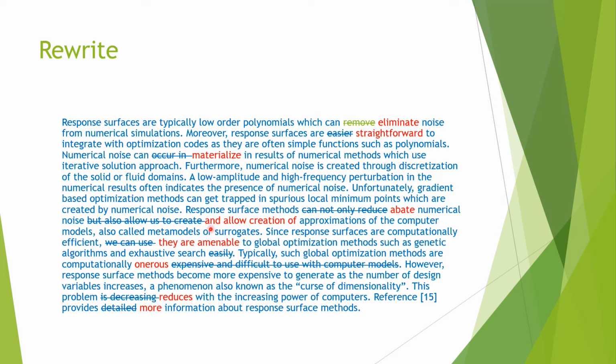And again, I don't like this use of too many words here. So I again replace this by "and allow creation of approximations." I see here the use of the words "we can use easily." I try to make it more formal. I say that response surface methods are amenable, which means they are easy to use, but in a more generalized manner. And then I take one more large sentence here, "expensive and difficult to use with computer models." And I use the word onerous, which of course means difficult or burdensome.